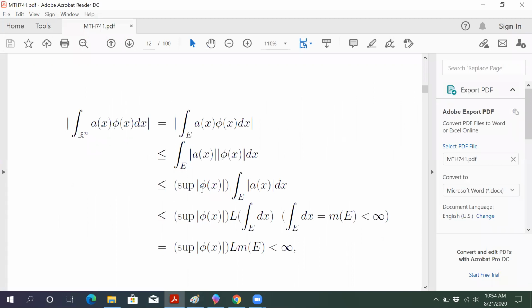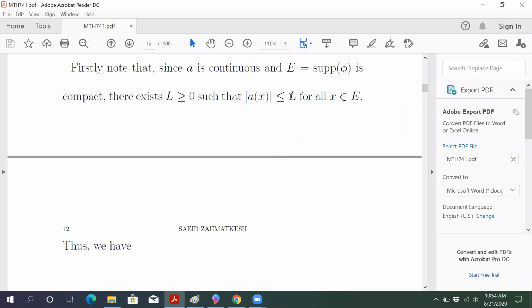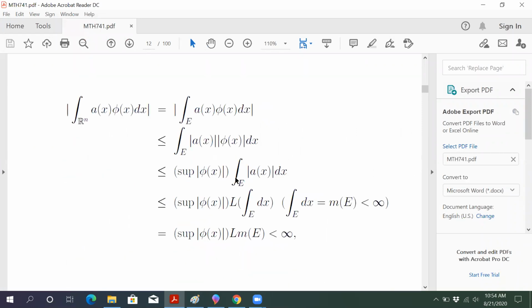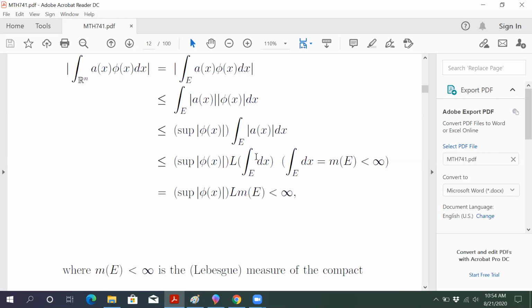Now, we have this is less than this, and then look at here, again, something's happening. Now, this value is less than this. So look at here, this is our L, remember. L times the integral of 1 dx on E. Again, why do we have this? What is happening from here to here?